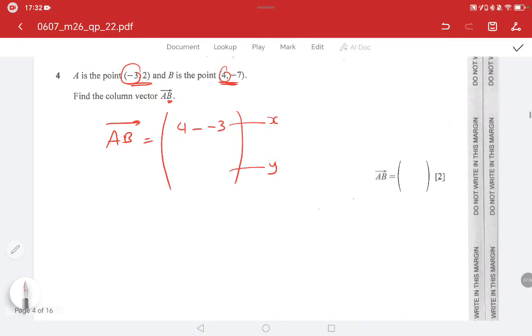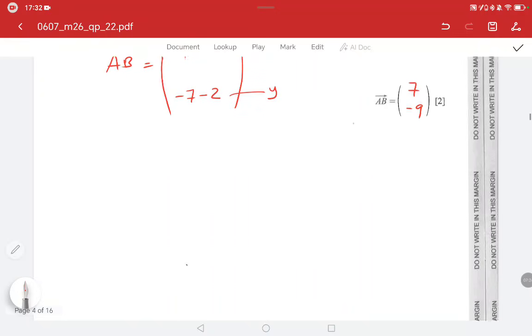Then for Y, we have negative 7 minus 2. So the answer in this case should be 4 plus 3, which is 7, and then negative 7 minus 2, which is minus 9. So this is question number 4.